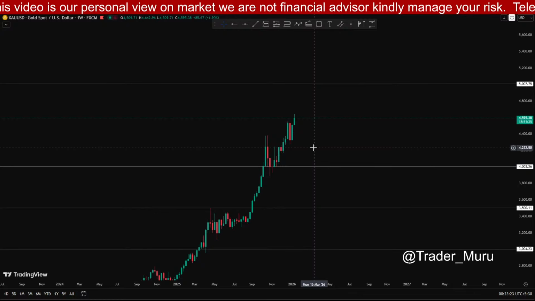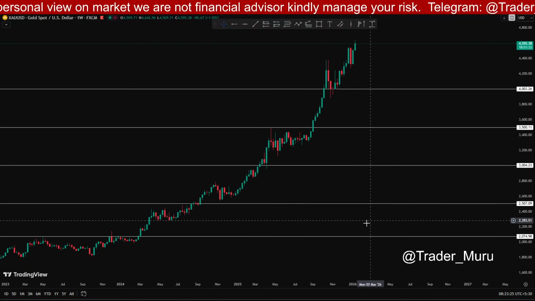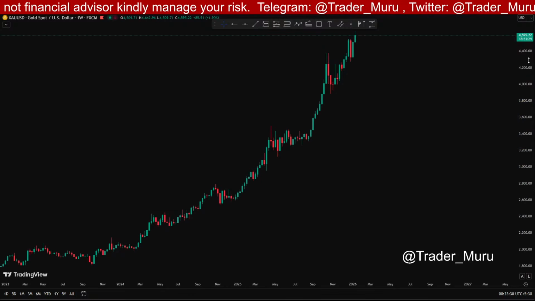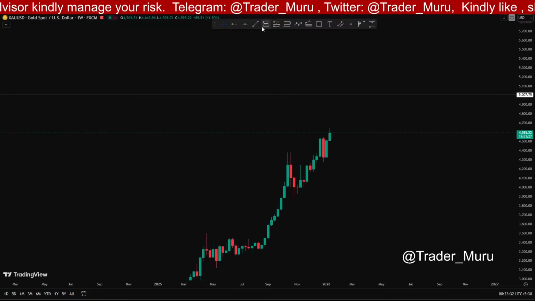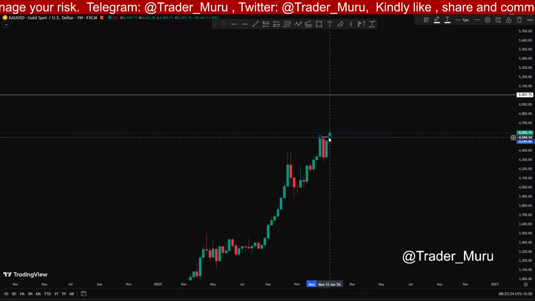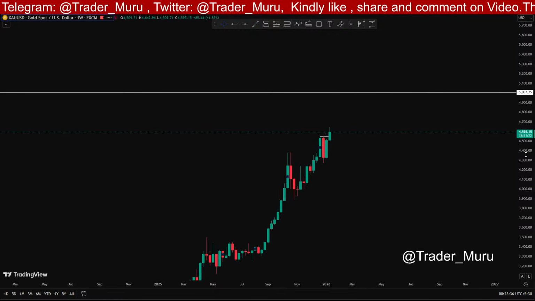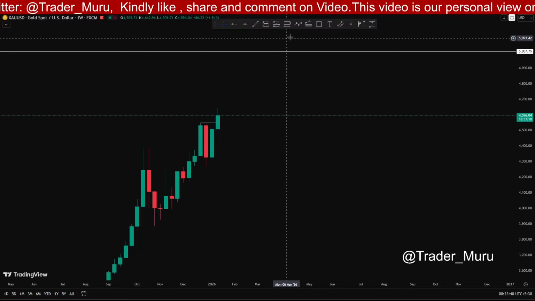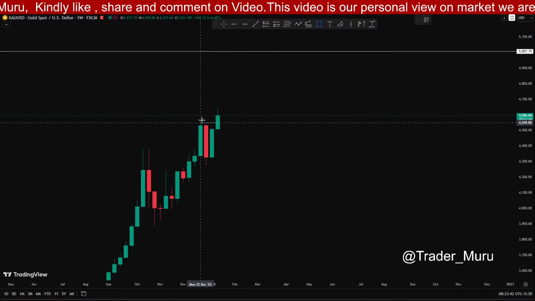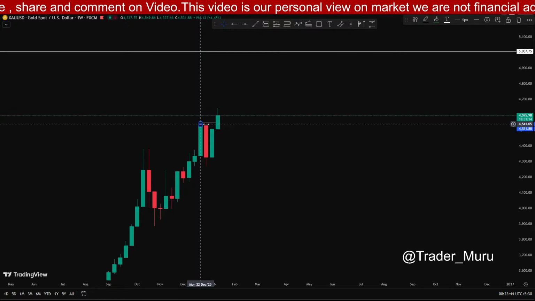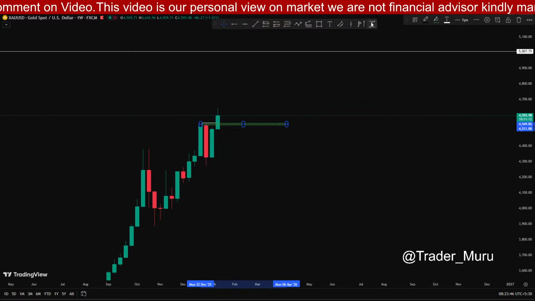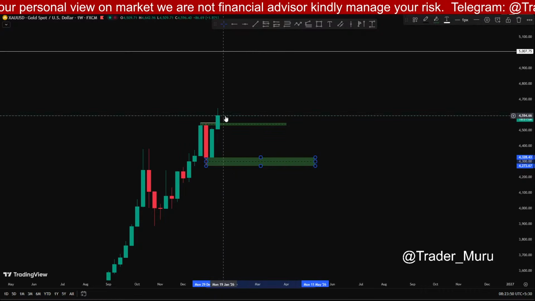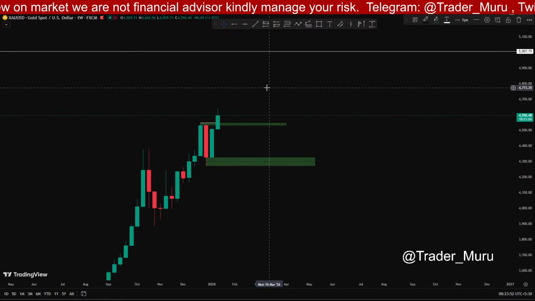For this target, what we need here is that price should close this weekly candle above this previous high, creating a breakout structure here, because this is an engulfing candle. So what will happen? Price is likely to test this zone. First is this zone and second is this bottom area. After testing these two zones, price is likely to pump.